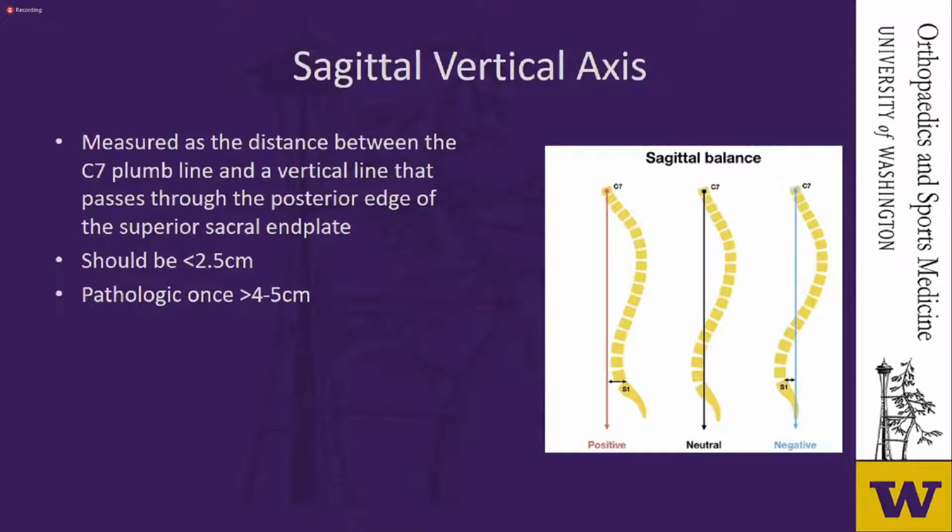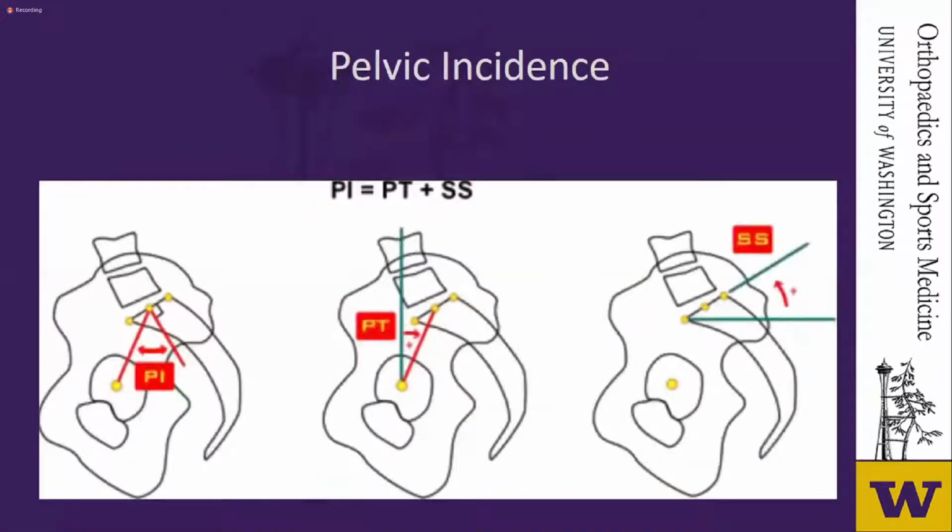So once again, you can see that the center of gravity is getting shifted forward, anterior to the central femoral head, when you have a positive sagittal balance.